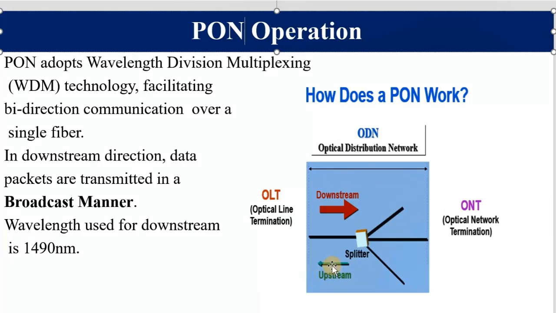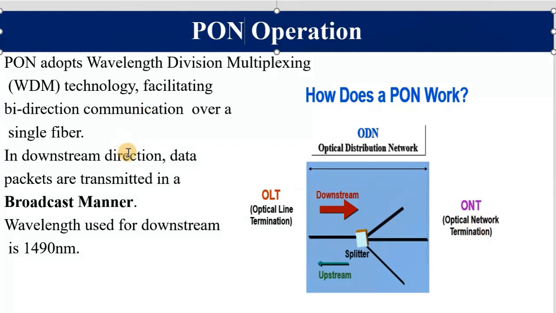You remember the values, gigabit 10 to the power 9. We are saying the downstream speed is higher than the upstream speed. This is representing the splitting function, and in this direction we find the OLT, optical line termination, and in this direction we find ONT, optical network termination, or ONU.